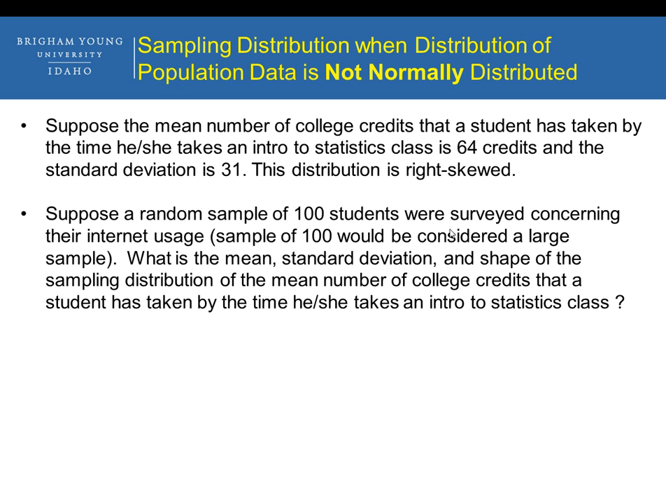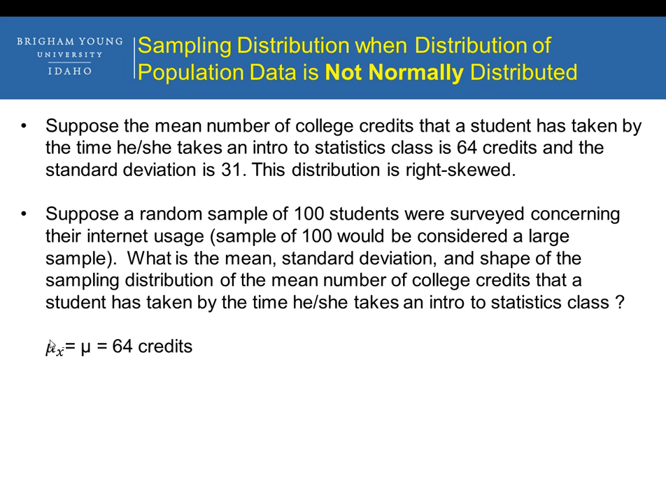Suppose a random sample of 100 students were surveyed concerning their internet usage. The sample of 100 would be considered large. What is the mean, the standard deviation, and the shape of the sampling distribution of the mean number of college credits that a student has taken by the time he or she takes an Intro to Stats class? So stop the recording, see if you can come up with the mean, standard deviation, and shape of the sampling distribution. Okay, so here's the mean.